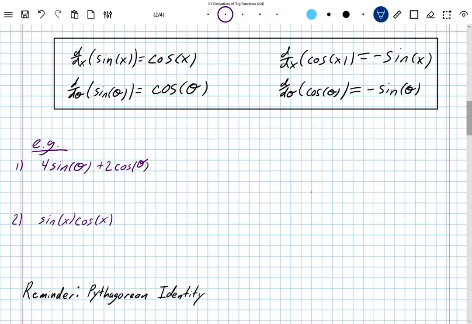All right, we just learned this amazing new power, the derivatives of sine and cosine, and let's use them. I bet you could do these two examples without me telling you how. Take a second, pause the video, give it a try. I am going to cruise right along.